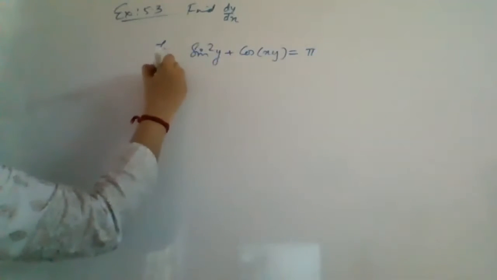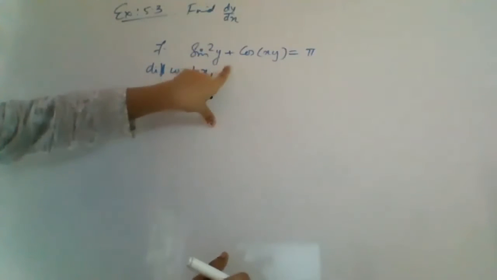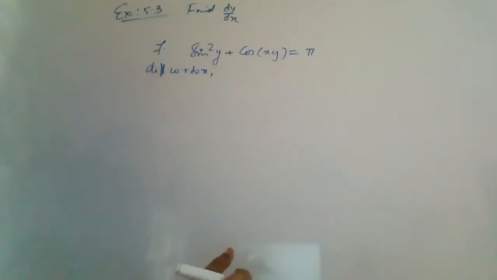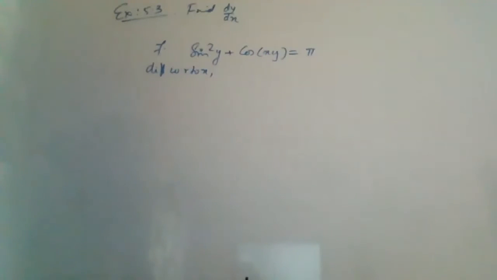Again, differentiating. These all you can just see. You cannot separate your y and write y is equal to and then differentiate. These are all your implicit forms. Here you have sine square y. So if it was sine square x, what would you do?